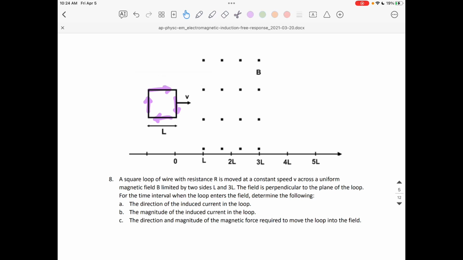Let me get rid of that. Going into the page. So clockwise is our answer.